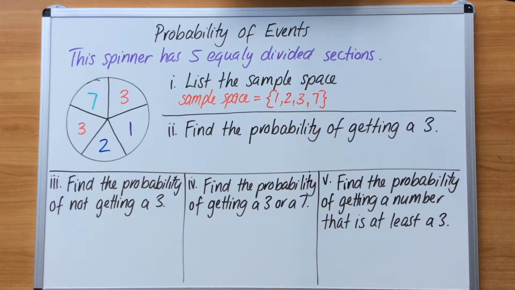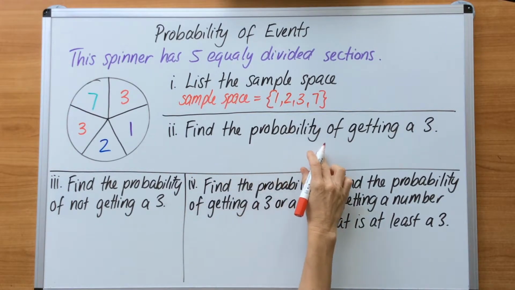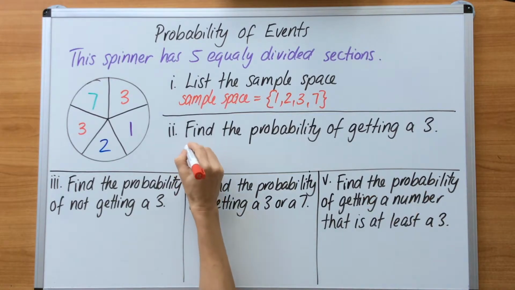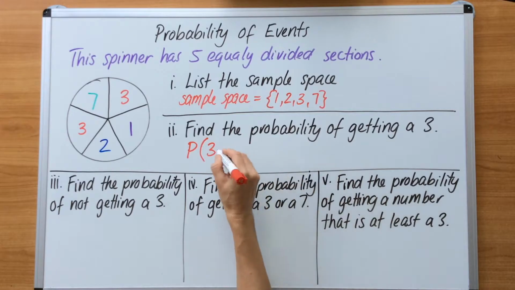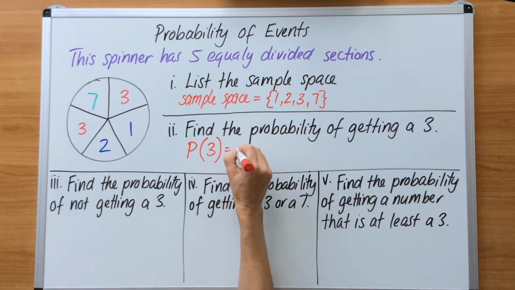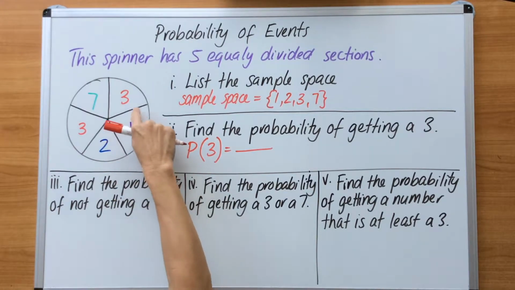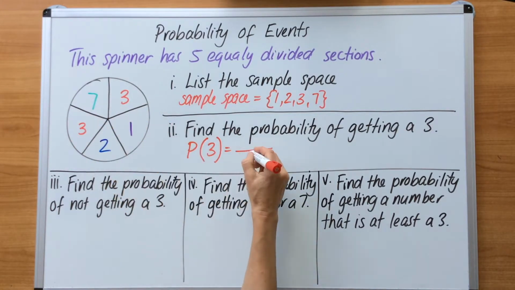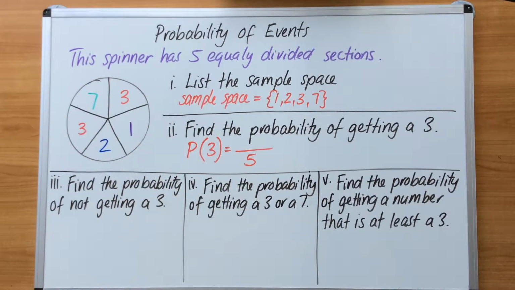There's our sample space. The second question here says find the probability of getting a 3. So we put P, open the bracket, 3, what we're trying to find, bracket equals, and fraction line. And the first thing we have to do is look at how many outcomes we can have. So there's 1, 2, 3, 4, 5. 5 outcomes. That's the 5 possible answers we can get on this spinner.